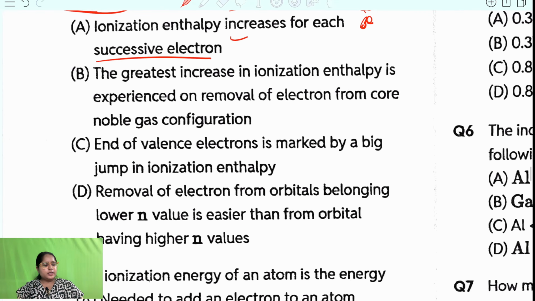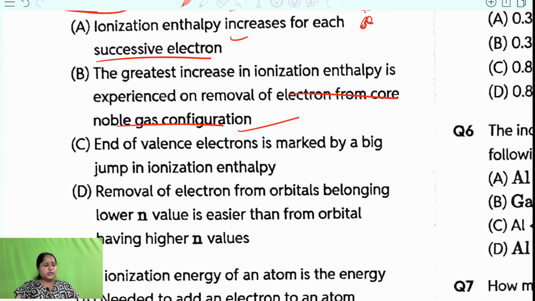Next, the greatest increase in ionization energy is experienced on removal of an electron from a core noble gas configuration. Just now I have told you. So, why are nitrogen and beryllium jumping? Because nitrogen and beryllium are half filled and fully filled, more stable. So, ionization energy will be more. It will be more difficult.